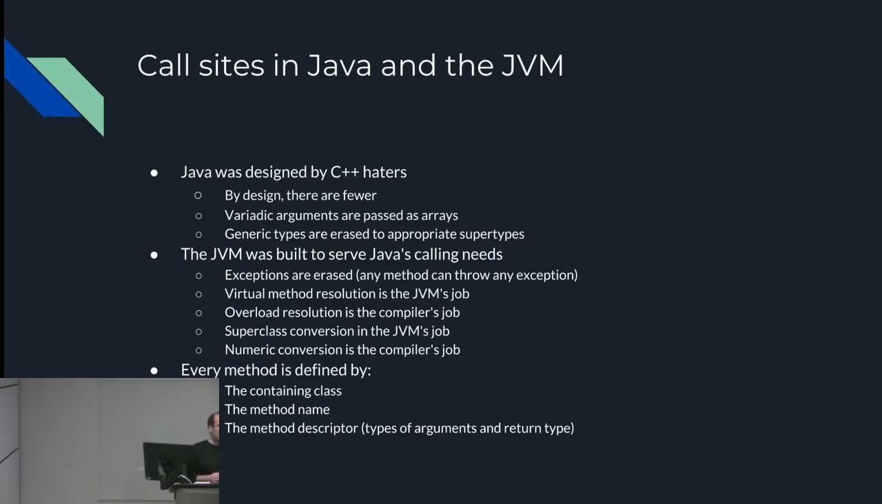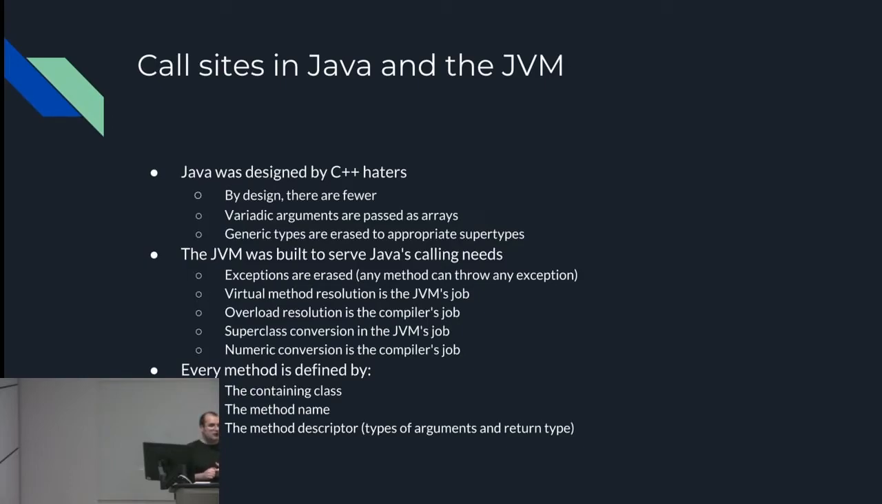Exceptions in the JVM are erased. So interestingly, in Java, there's this idea between checked exceptions and runtime exceptions. The JVM does not care. When you define a method in Java bytecode, you include the exceptions, but that is purely for the Java compiler to be able to do anything with them. The JVM immediately throws that information away. It does not care. It rebuilds all of the exception information as it needs it. Actually doing the virtual method resolution is part of the JVM's job. So the vtable lookup of C++ is baked into the JVM.